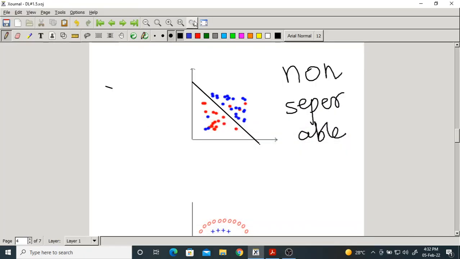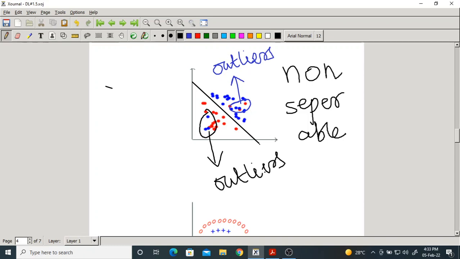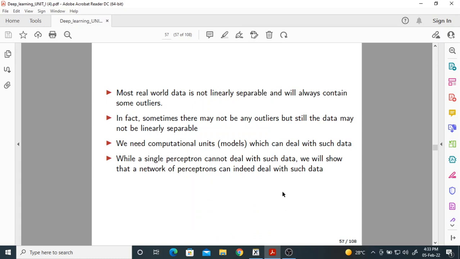Above this line we have mostly blue points, but along with blue points we have red points. Okay, now these red points are called outliers. Below the line we have a set of red points mostly, but we have a set of blue points also. So they are called outliers. So whenever there are outliers, you cannot draw a line such that it can separate them properly. So we can say that they are not linearly separable.